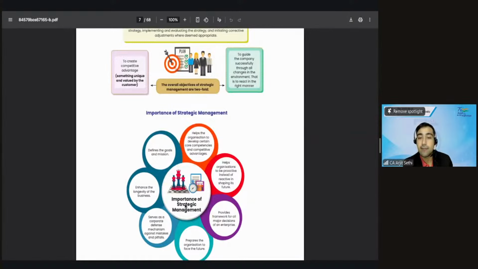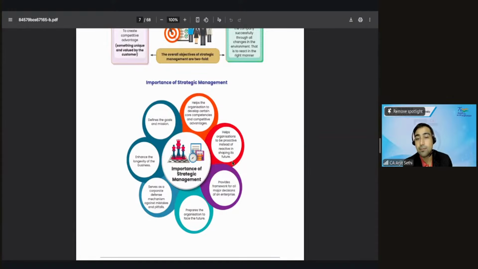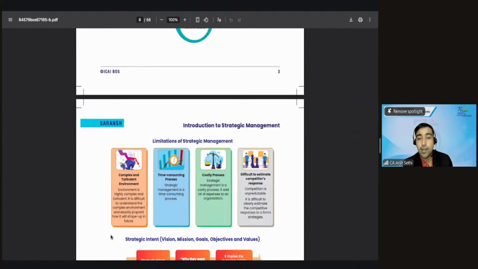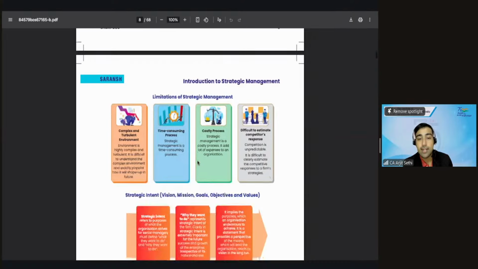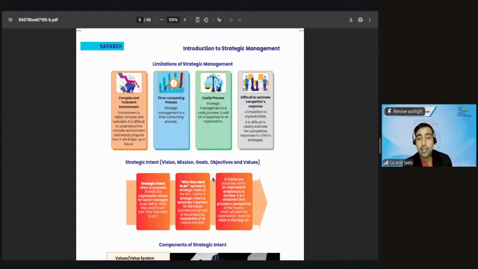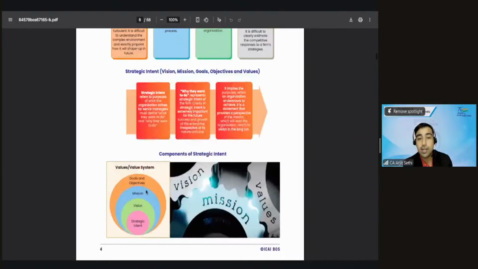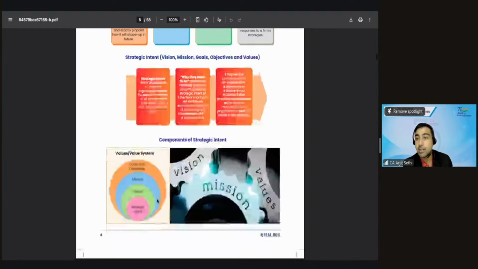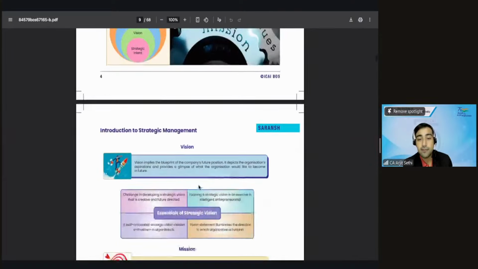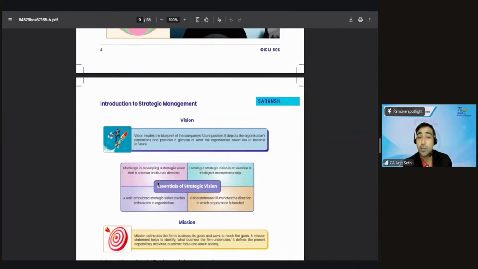Importance. Graphical, same thing. The 7 points of your importance. The 4 points of limitation, right? Strategic intent, what is vision, what is intent, what is mission, what are values, right? The same table, vision, mission, and values. Okay, what is a vision? The essential strategic vision, what all four things required in a vision statement, right? Available in Saransh. You can download it from BOS Live app. It's on the page itself, on the front page itself.